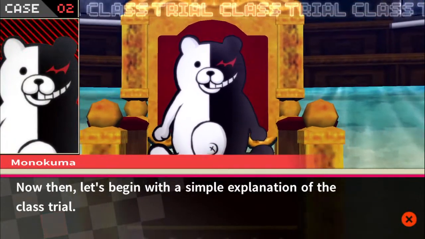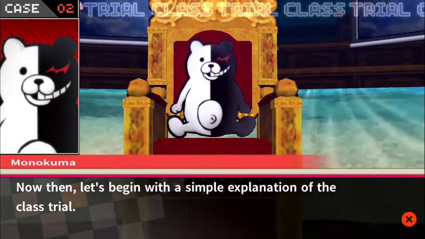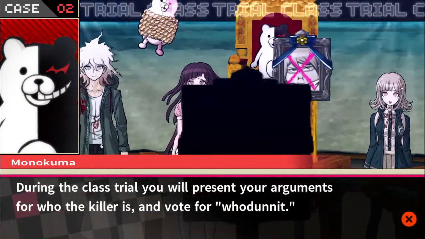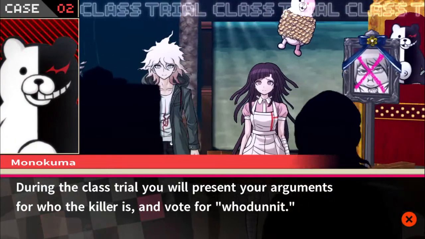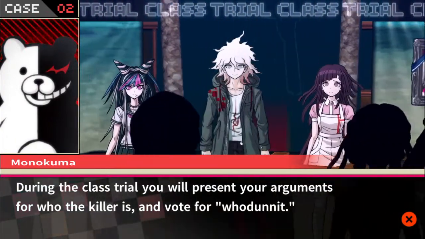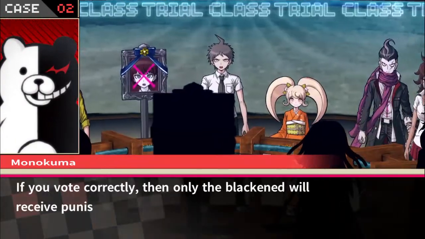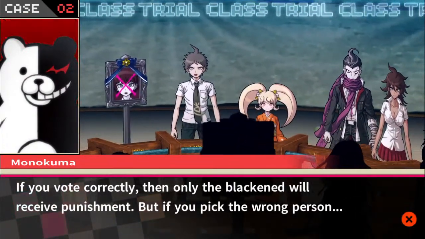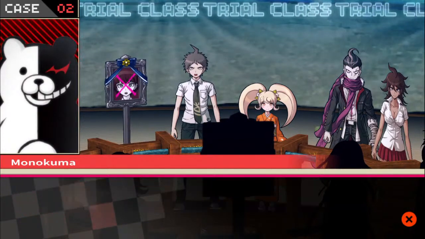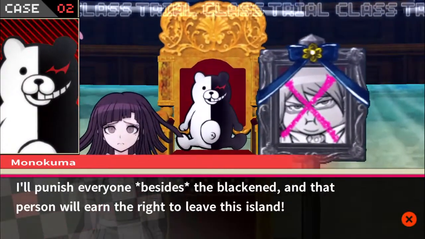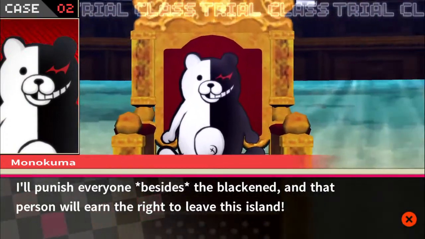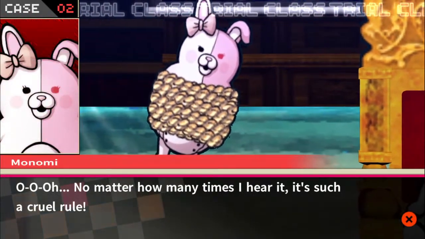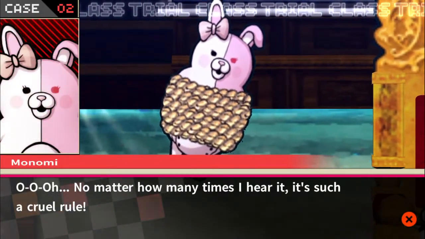Now then, let's begin with a simple explanation of the class trial. During the class trial, you will present your arguments for who the killer is and vote for who done it. If you vote correctly, then only the blackened will receive punishment. But if you pick the wrong person, I'll punish everyone besides the blackened, and that person will earn the right to leave this island. Oh, no matter how many times I hear it, it's such a cruel rule.